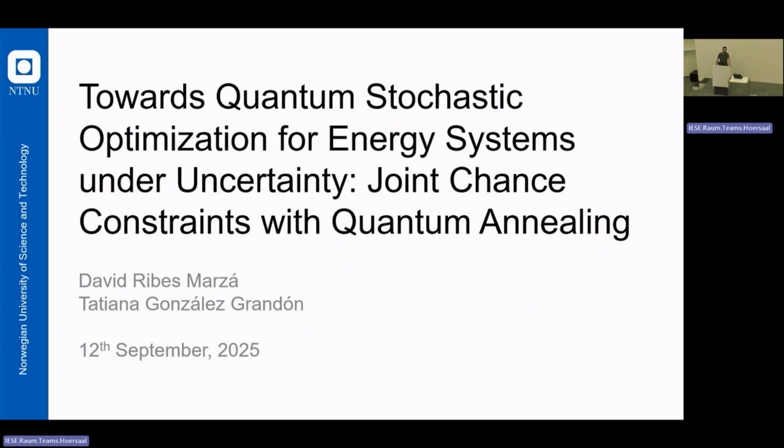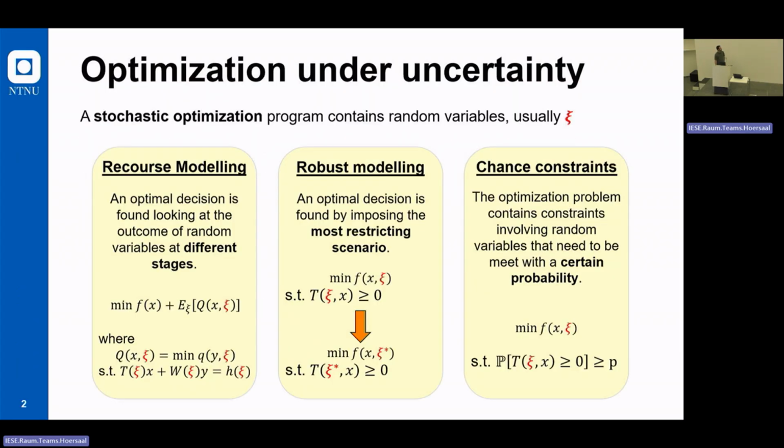In our department, the main research we are doing is about energy systems. So the whole presentation will be about the optimization of a unit commitment problem, and specifically, we will focus on stochastic optimization. First of all, optimization under uncertainty is a kind of optimization that involves variables which are random, which we will refer to as chi. Whenever you see a chi in the whole presentation, it means that this variable is a random variable.